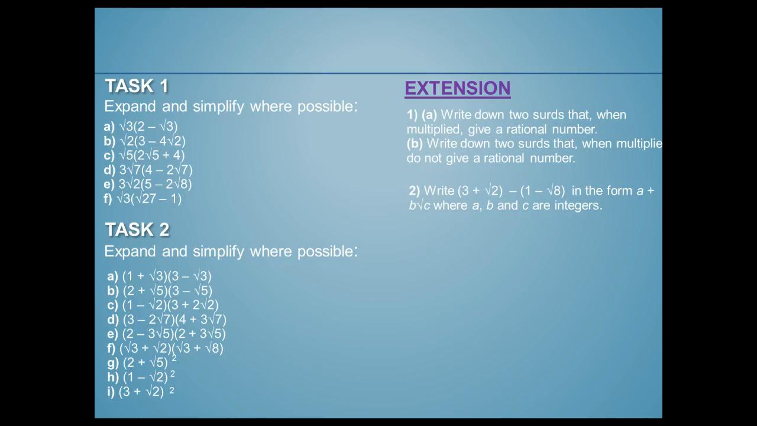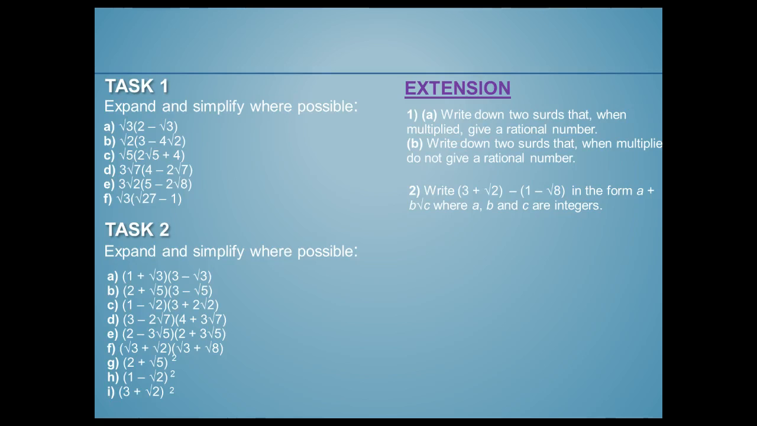I've left you a couple of extension questions there, so a bit harder to do. And I will go through those in class when we start off to see if people have been following along. The extension one: write down 2 surds that when multiplied give a rational number. You should think back to what we did earlier on and see what happens there. And write down 2 surds that when multiplied do not give a rational number. Should be an awful lot easier.